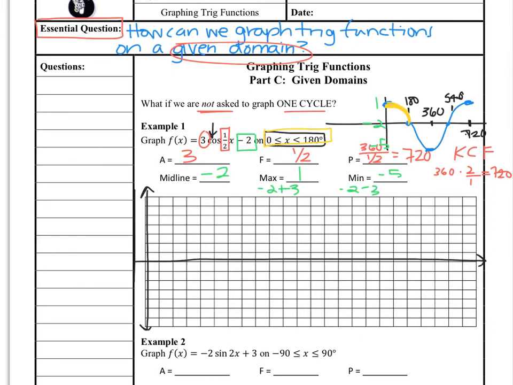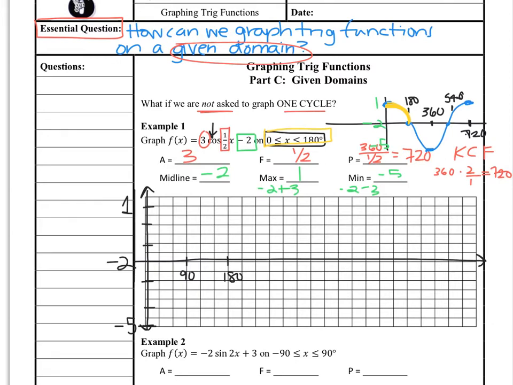So our shift line was at -2. Our maximum is at +1, and I'm going to skip boxes for every one step. And our minimum is at -5. I know that I only have to go to 180, so I'll use 3 boxes for 90. Another 3 boxes gets me to 180.